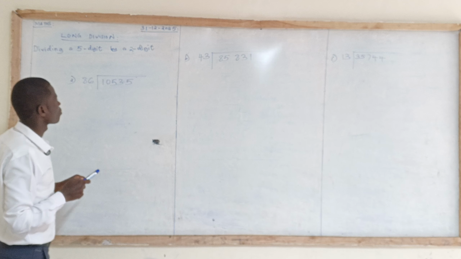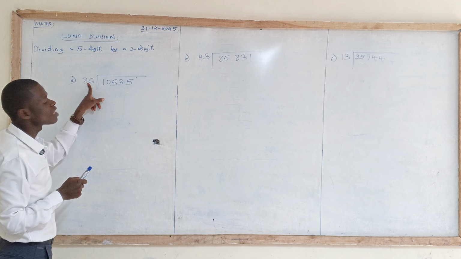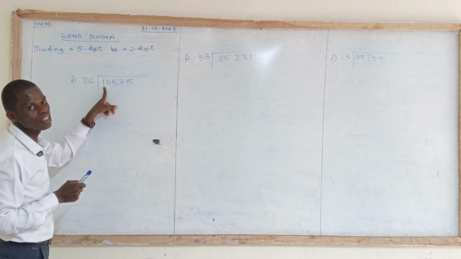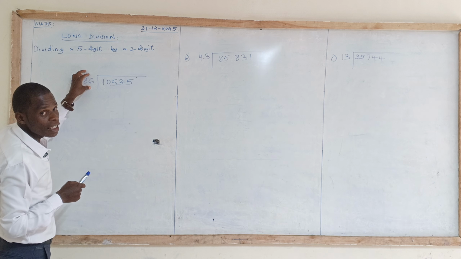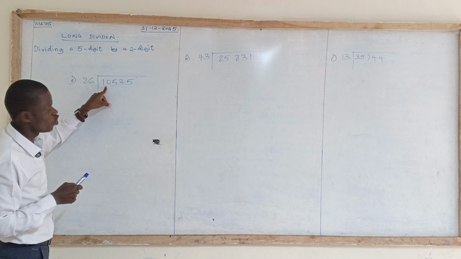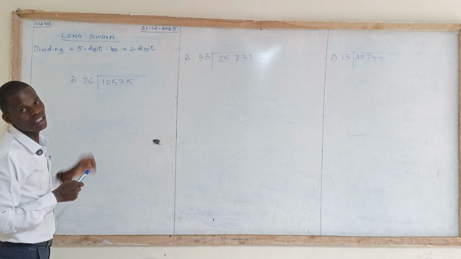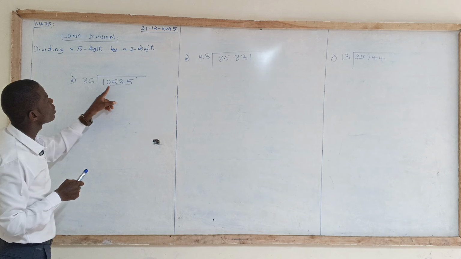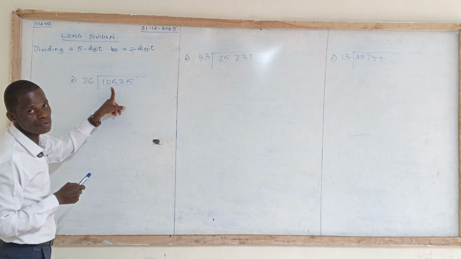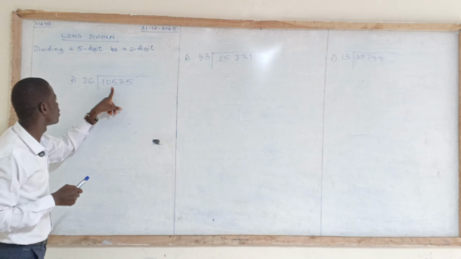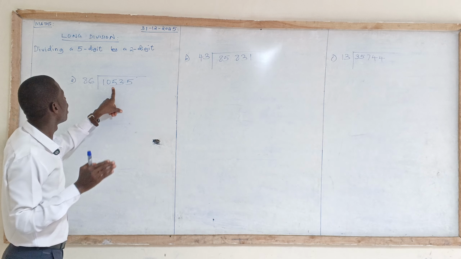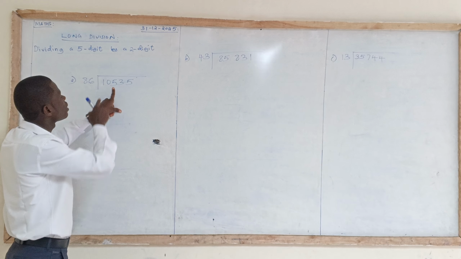What do we do? We start. 86 is a bigger number. Can it divide 1 digit? No. 86 is too big to fit in 1. Can 86 fit in 10? No. 86 cannot fit in 10. But 86 can fit in 105. Yes, it can fit there. How many 86 can fit in 105?